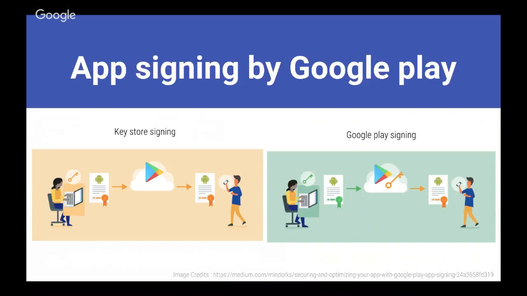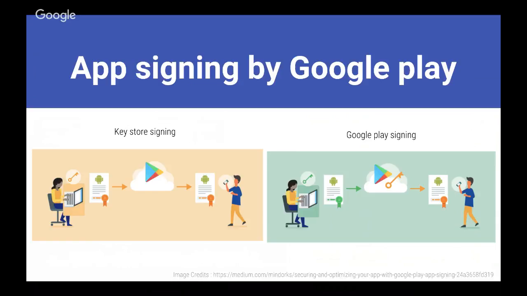From a user's perspective, there is no change. If an app is already installed on the device, they get an update. If it is not installed, they get a fresh install. The only change is that instead of signing with your key store, you're signing with the upload certificate and sending it to Play Store. Play Store will then, on your behalf, sign the APK and send it to the user.